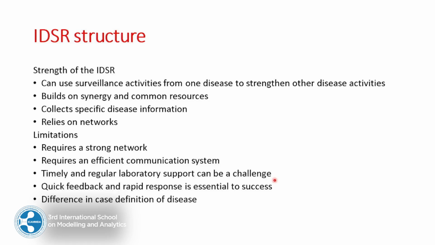So it is also built on synergy and common resources. The resources that you may want to spend for just one disease, if you are able to integrate several diseases into it, then you will be able to cope with the menace of several transmissions within the community or locality where that surveillance system is put in place. All right. So surveillance for one disease can actually synergize with and strengthen surveillance for the second disease.